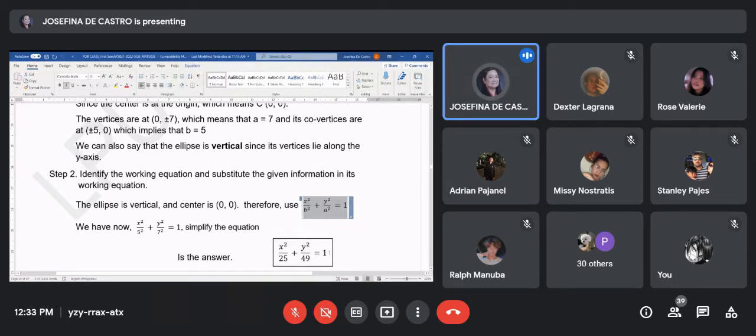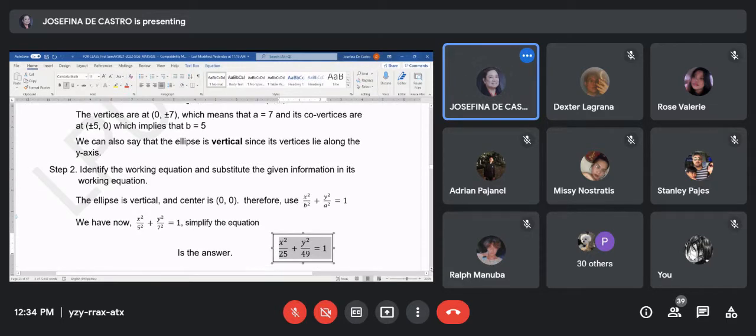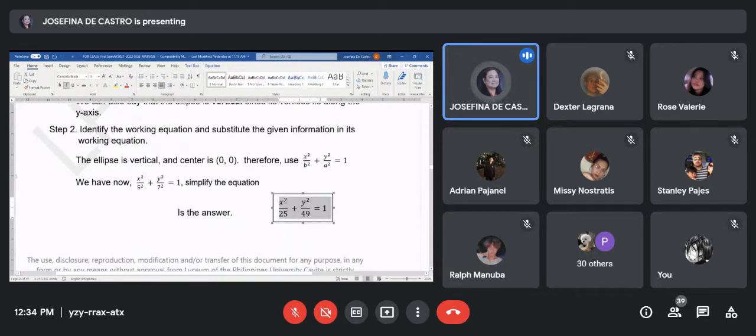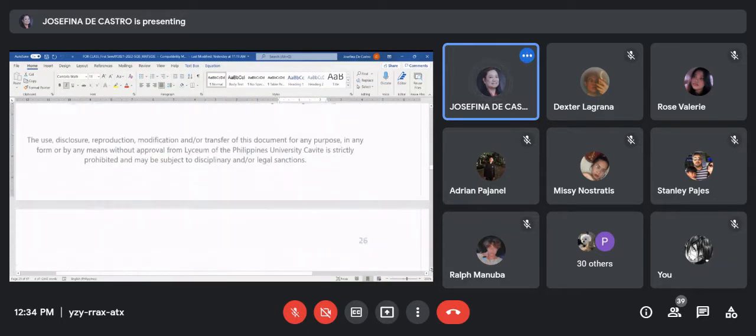Then, substitute na tayo from the given equation. X squared over 25. If a is equal to 7, therefore a squared is equal to 49, squaring both sides. And if b is equal to 5, therefore b squared is equal to 25. Therefore, ito na yung equation niya. Okay. So, ano po ito? Okay na yun sa akin. So, ganun lang ang solution nyo.